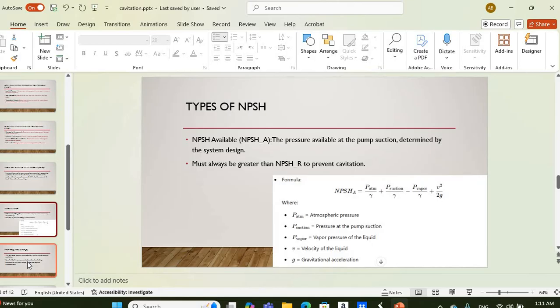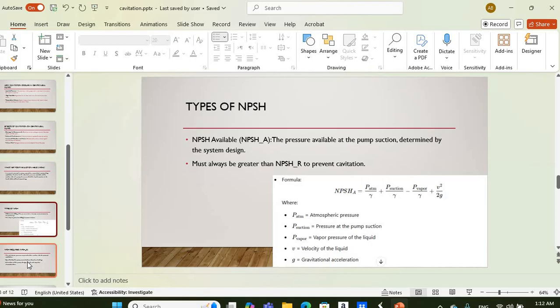So it has two types. Net positive suction head available, which we can know from the system design based on the pump size, the inlet pump of the suction size, the vapor pressure, and what type of liquid you're handling: water, oil, any kind of liquid. All these characteristics affect net positive suction head, and of course it has a formula. Net positive suction head available equals atmospheric pressure plus suction pressure minus vapor pressure plus kinetic energy.